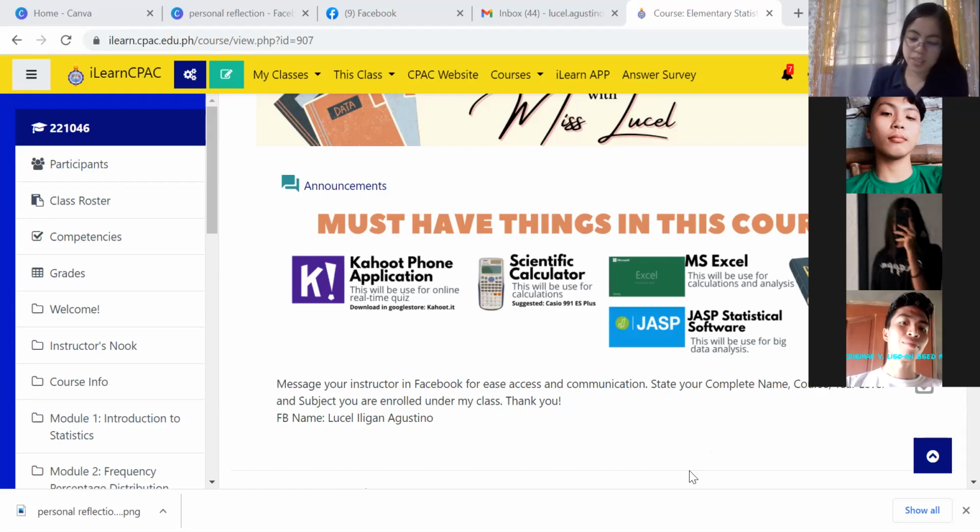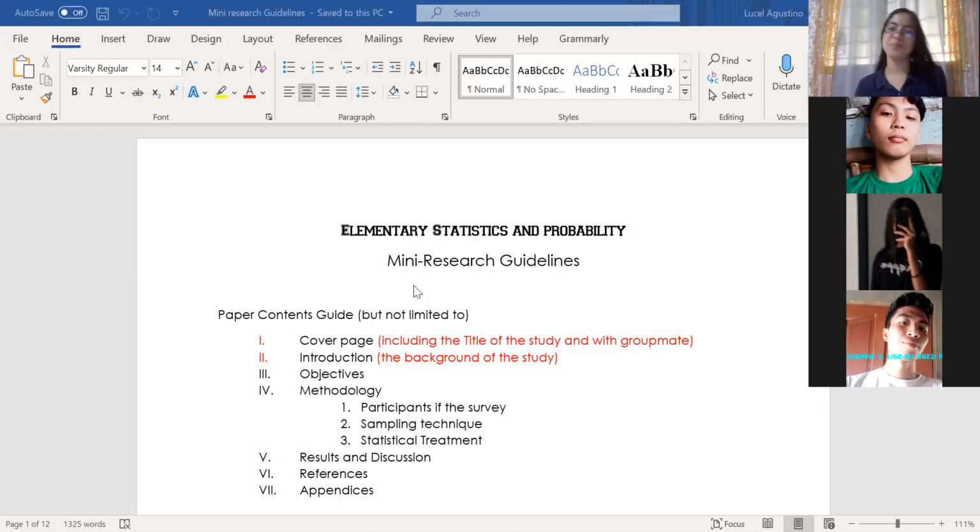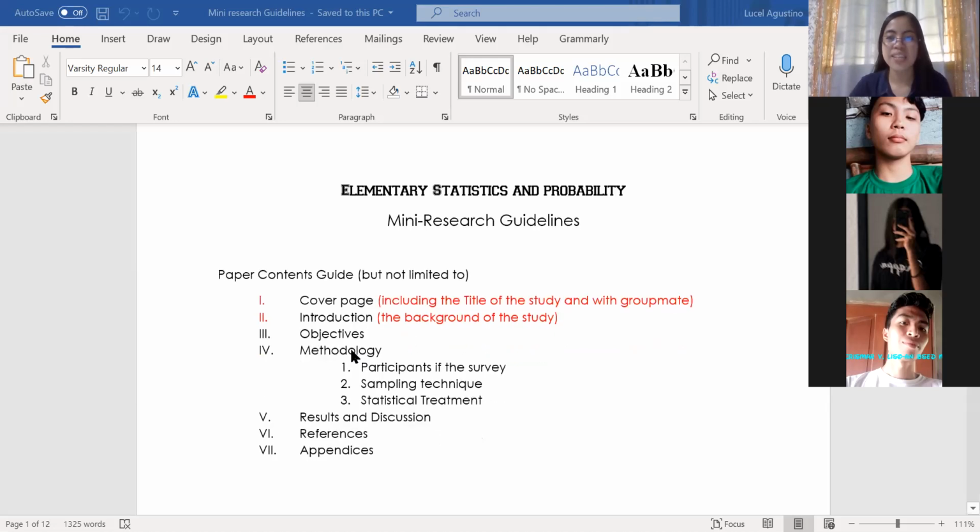So, let's proceed now sa inyong mini research. Ready na kamo? So, I assume nga you've read it. Hilig ta mag-assume. Okay, so this is your mini research guideline. So this is the sequence or paper contents ninyo.